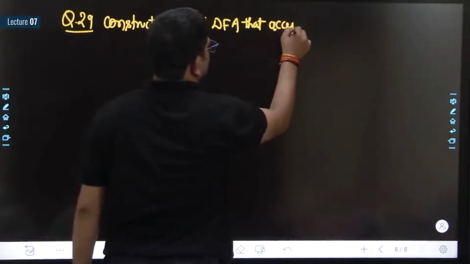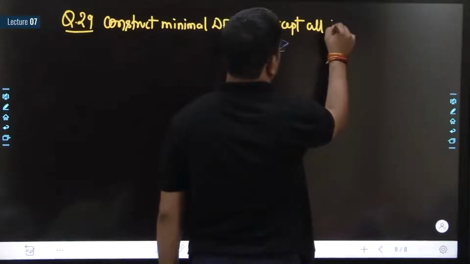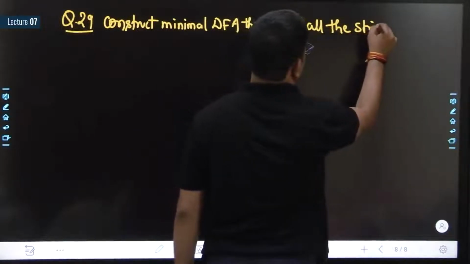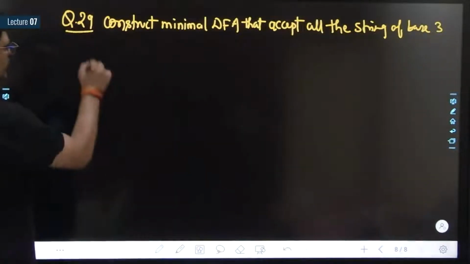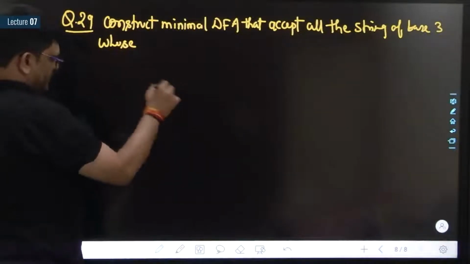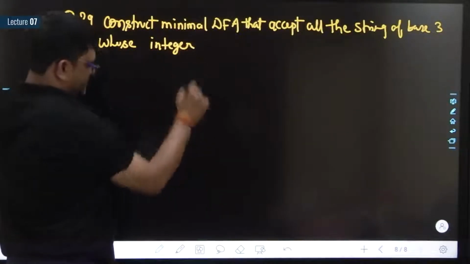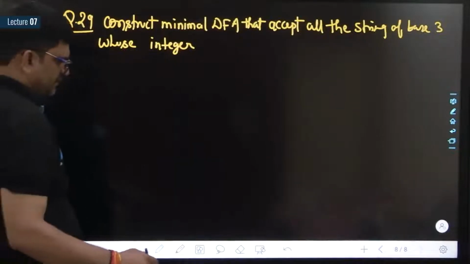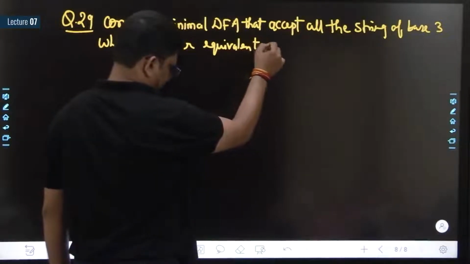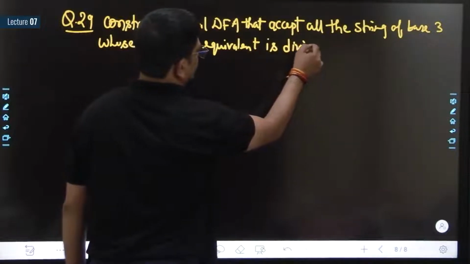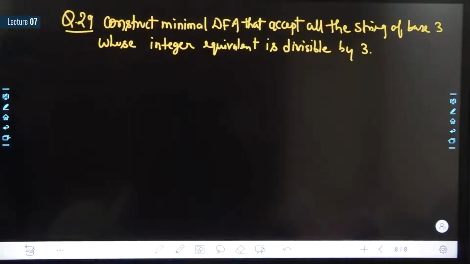that accepts all the strings of base 3 whose integer equivalent is divisible by 3. Okay, divisible by 3.